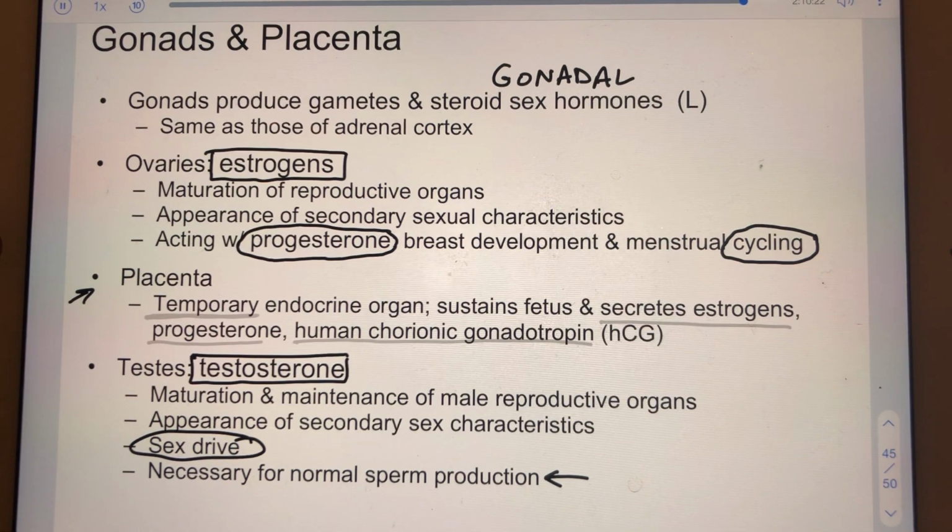The placenta is kind of a weird endocrine organ, as I actually stated in the last file, because it's temporary, right? It goes away. And it's in place to act as an interface between fetal bloodstream and mama bloodstream, okay? They don't share a bloodstream. They have an interface, and that interface is the placenta. But in addition to acting as an interface, the placenta itself also secretes estrogens, progesterone, and human chorionic gonadotropin.